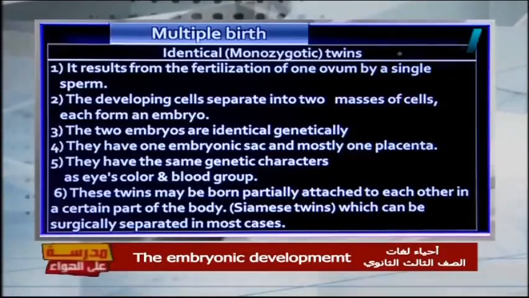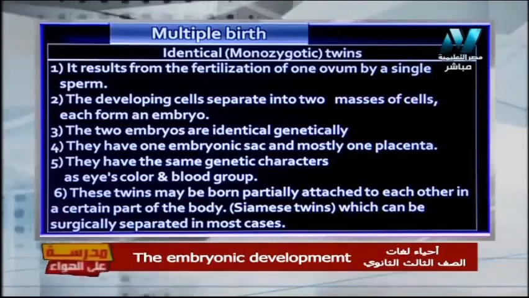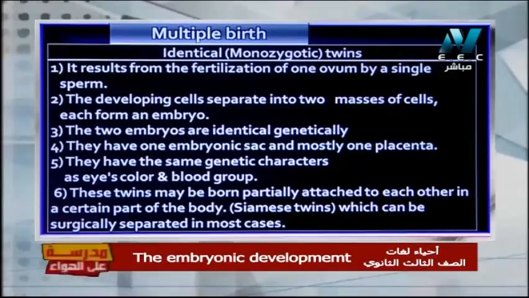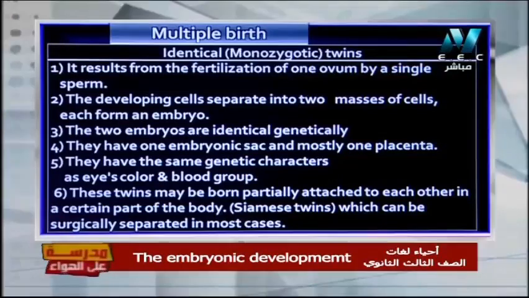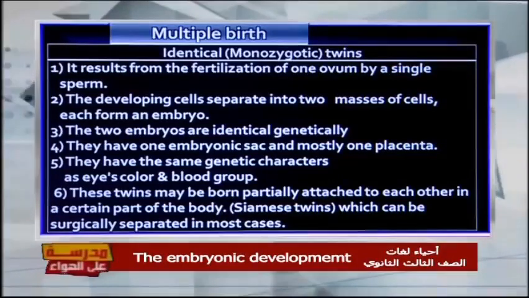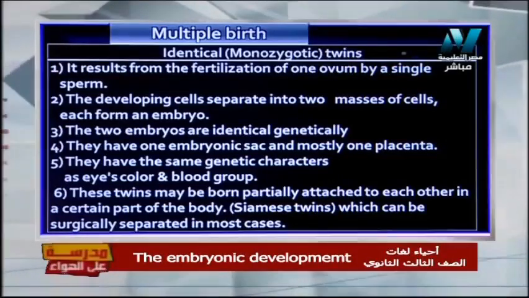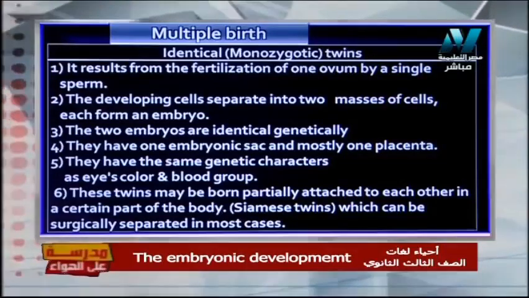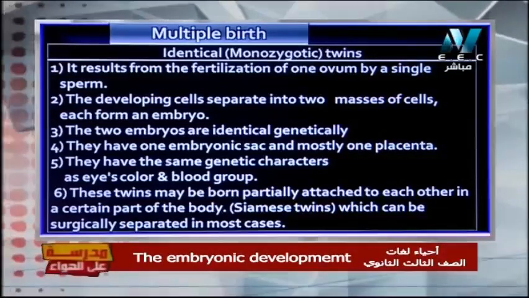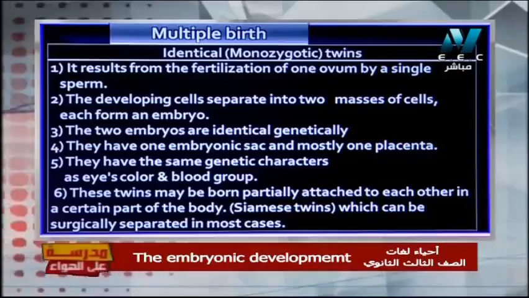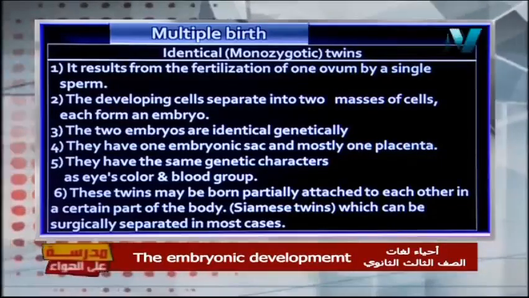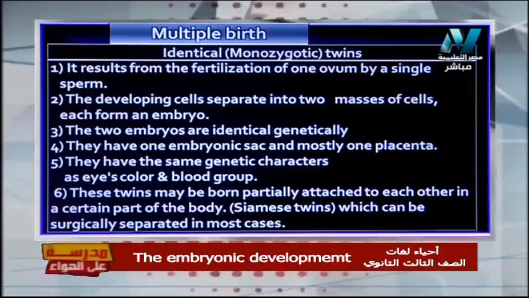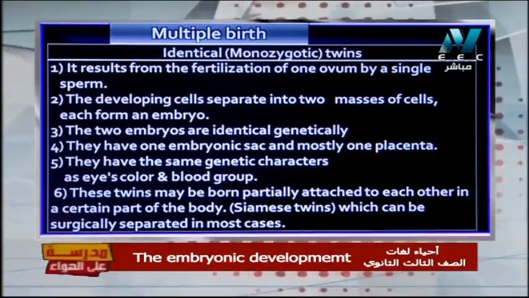One we call identical or monozygotic twins. It results from the fertilization of one ovum by a single sperm. The developing cells separate into two masses of cells, each of which can form an embryo. The two embryos are identical. They have one embryonic sac and mostly one placenta. They have the same genetic characteristics, such as the eye color, the blood group, and the sex.